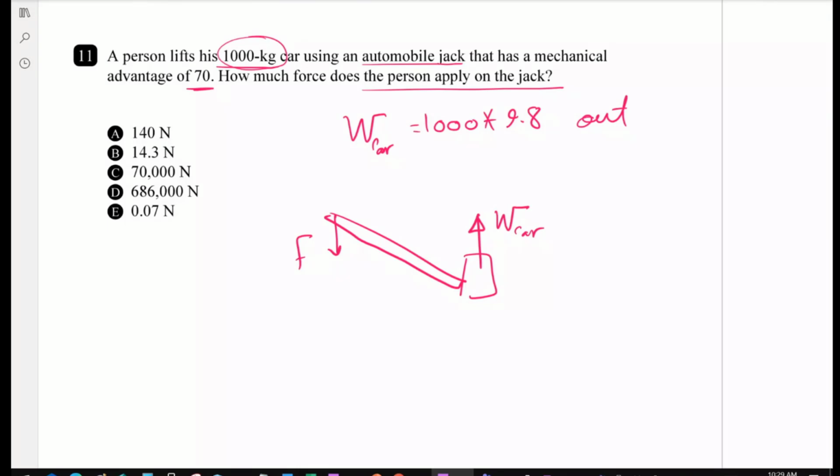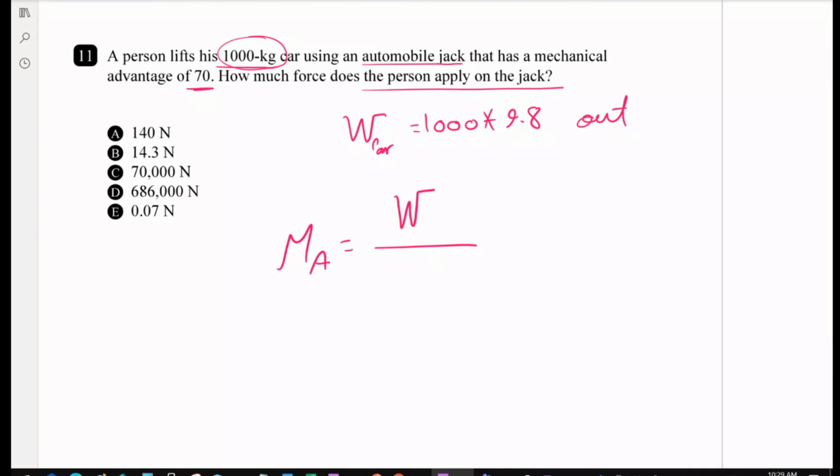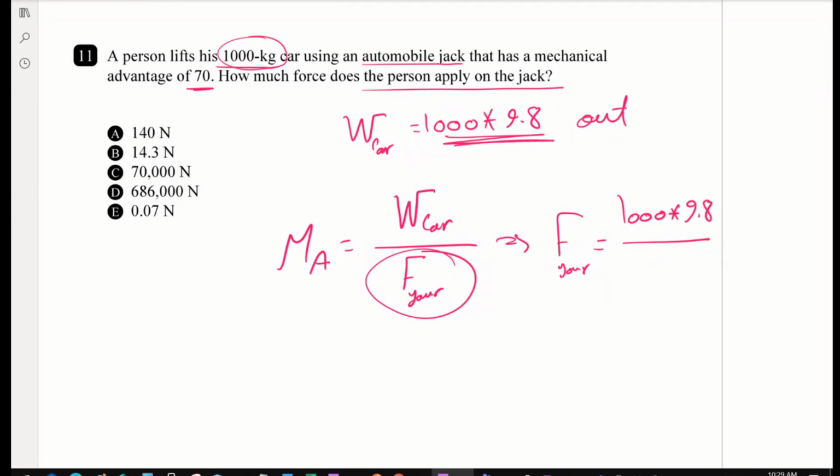So the mechanical advantage here equals the output, which is the weight of the car, over the input, which is your force. So I need to find your force. So your force equals what? The weight of the car divided by 70. Take care, you need to change it into Newton. Don't leave it in kilograms. What's the result? 140. So the force will be 140 Newton.